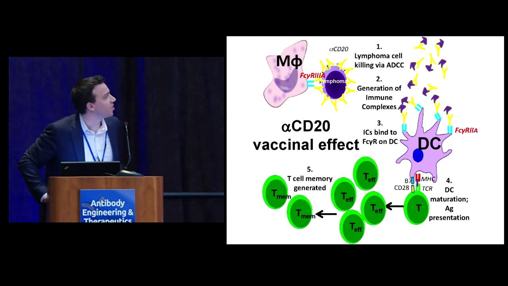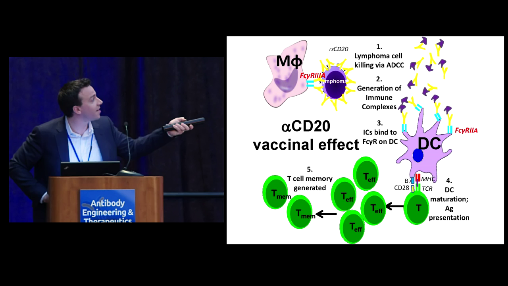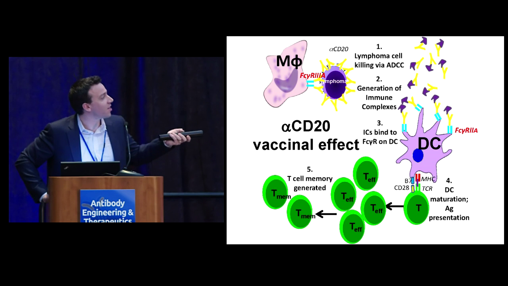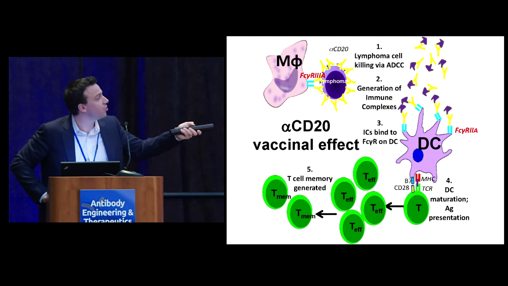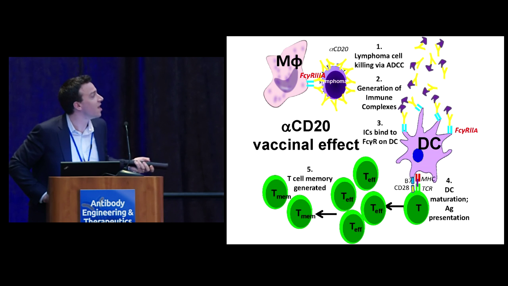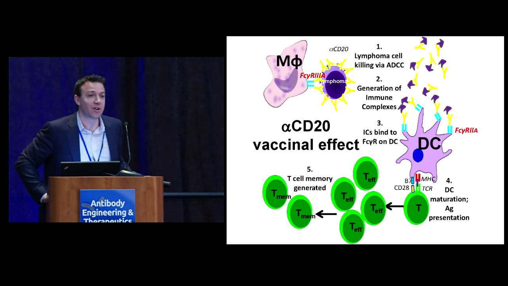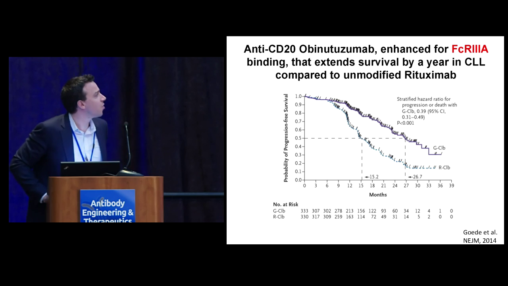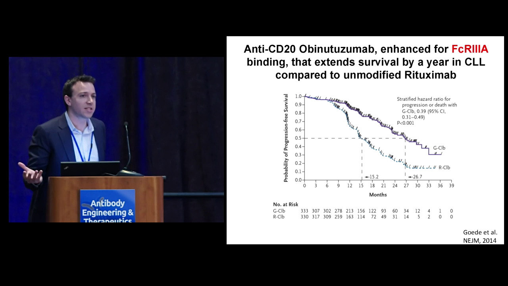And so this brings us back to our model in which we now know that in the context of the human FCR system, it's FcγR-3A that's expressed by macrophages that mediates the clearance of the antibody opsonized tumor cells. You get the generation of immune complexes, and they're interacting with a different Fc receptor, FcγR-2A, on the surface of dendritic cells. This leads to dendritic cell maturation, antigen presentation, and the generation of long-term vaccinal effect through T cell memory generation. And so why is this important in the larger context of antibody engineering?